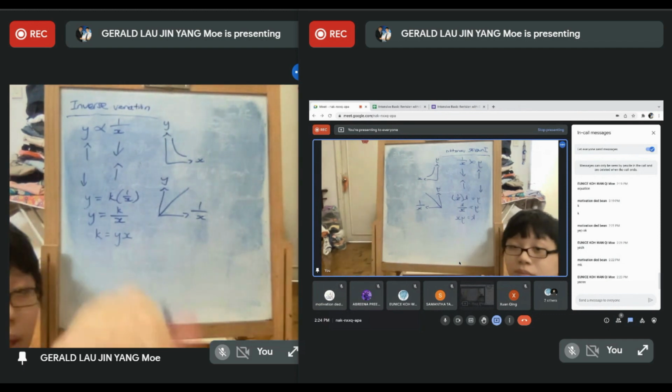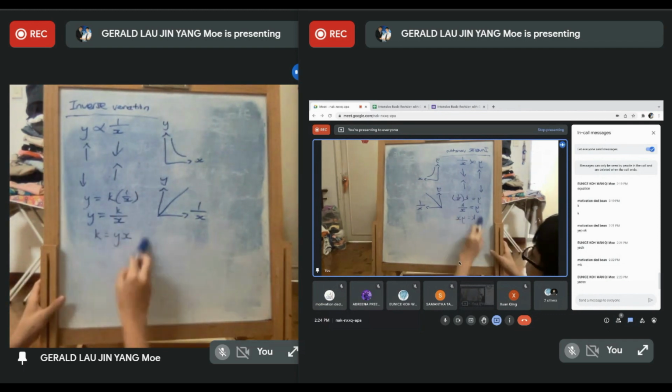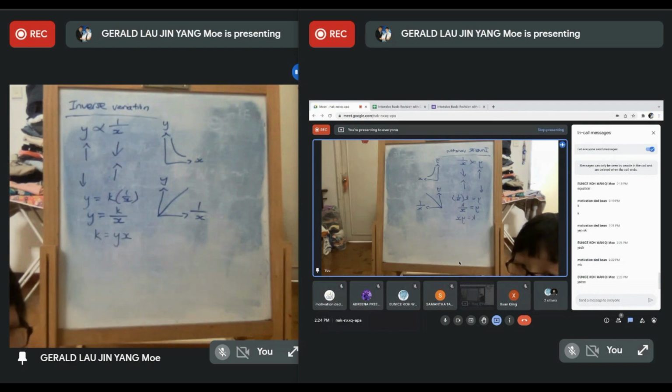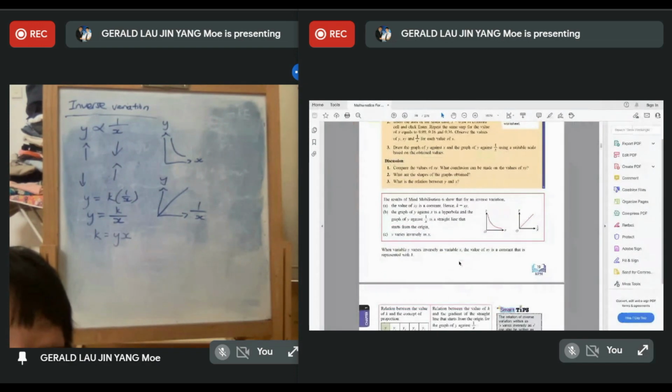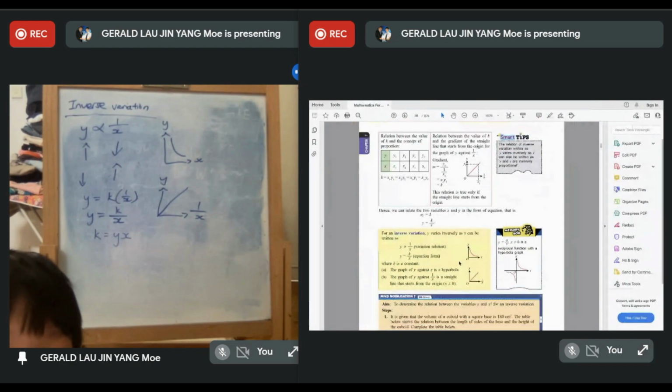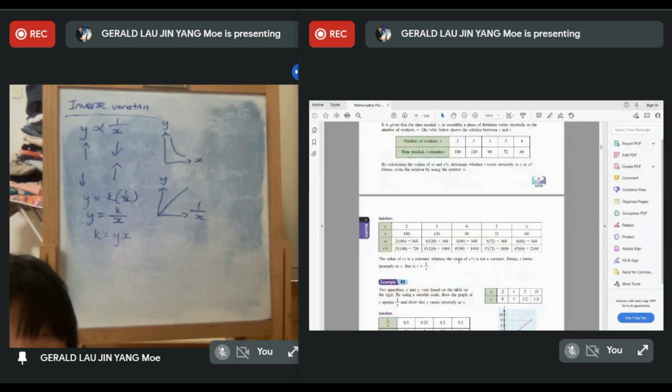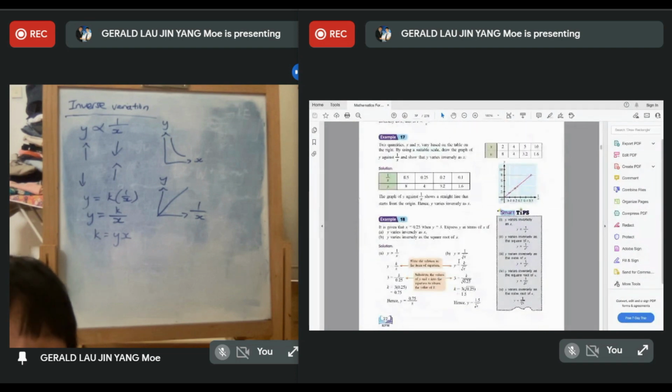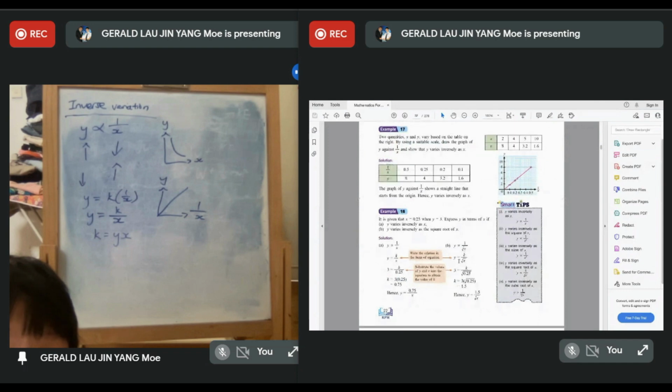And then how do you get the gradient? You use this formula, k equals y over x. So all this is already touched. Now let's look at SPM style questions.